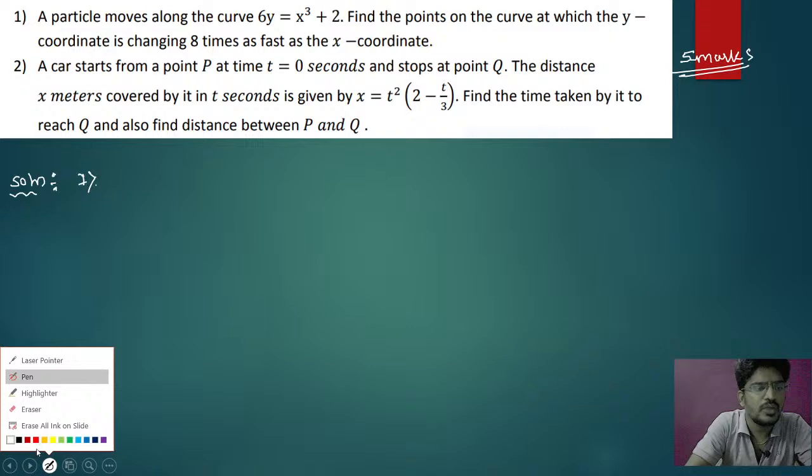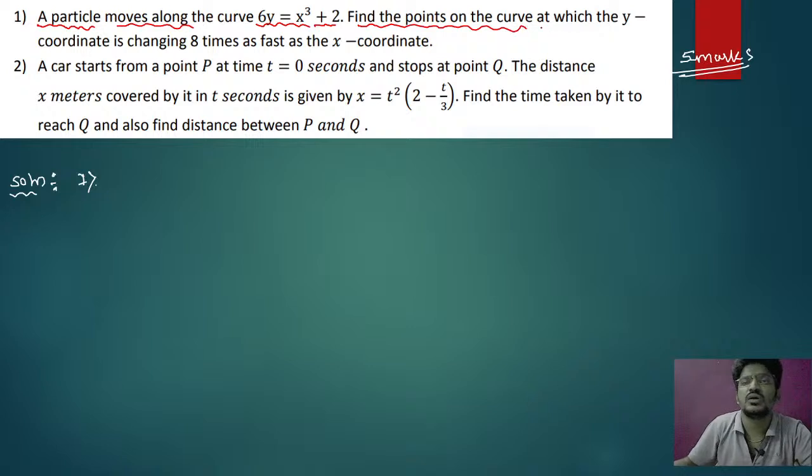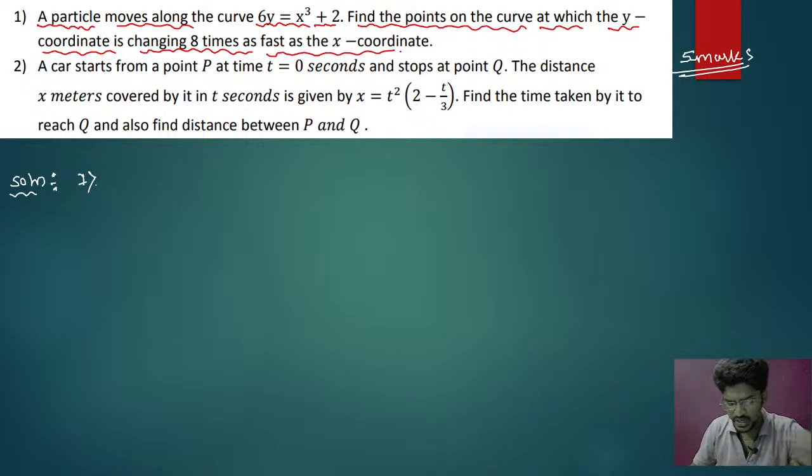Go through the first problem. A particle moves along a curve 6y equal to x cube plus 2. Find the points on the curve at which the y coordinate is changing 8 times as fast as the x coordinate.